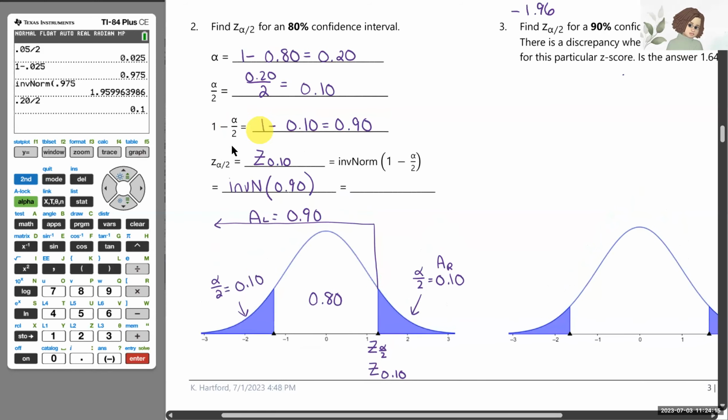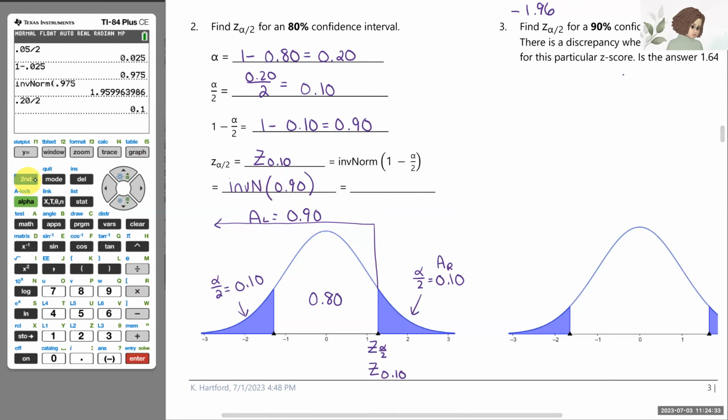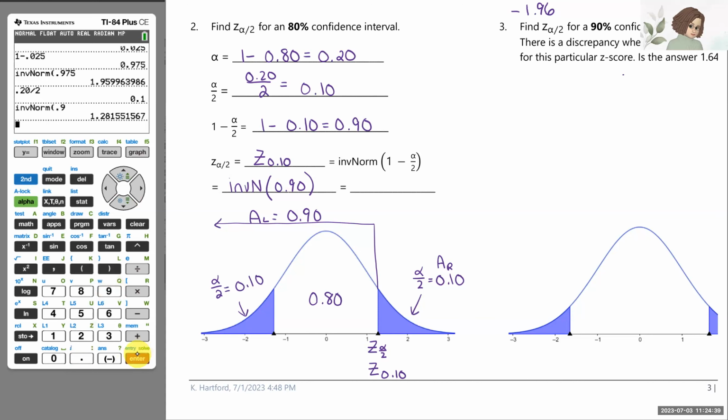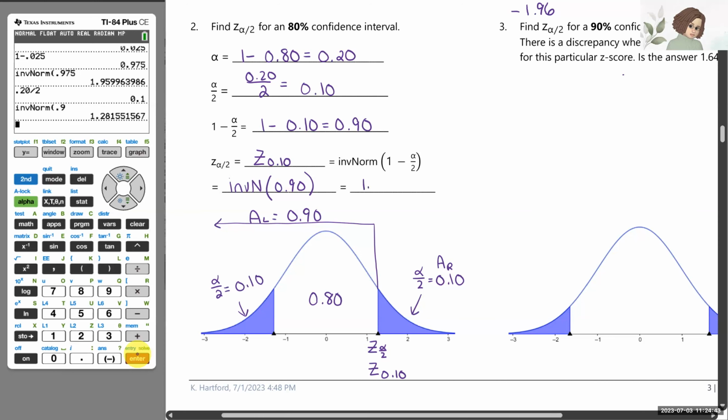Before I go to the calculator, it's important to see that you're never using the 80% directly in the final calculation. There are steps to go through to know what you're going to inverse norm. Once you get through those steps, you're back to your distributions, inverse norm, 0.9. And I'll round to 2 places again. So that answer is coming out to be 1.28.